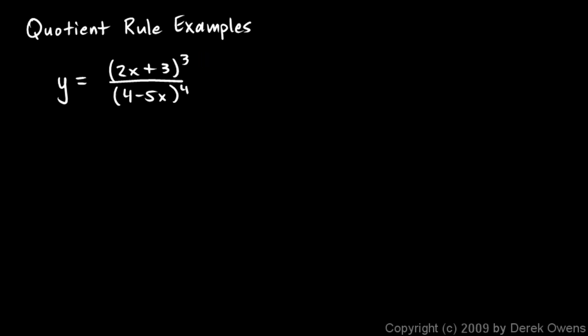So here's the solution. y prime is going to be low d high, so let's do that. Low is (4 minus 5x) to the fourth times the derivative of the top here. And we'll apply the power rule and the chain rule. So that will be 3 times (2x plus 3) squared times the derivative of the inner function, which will be simply 2. So that's low d high, what we have there.